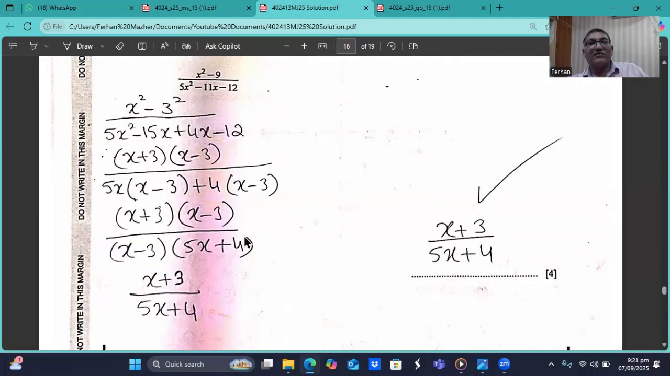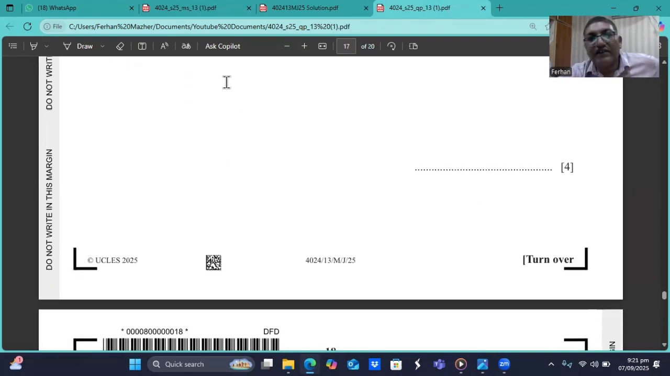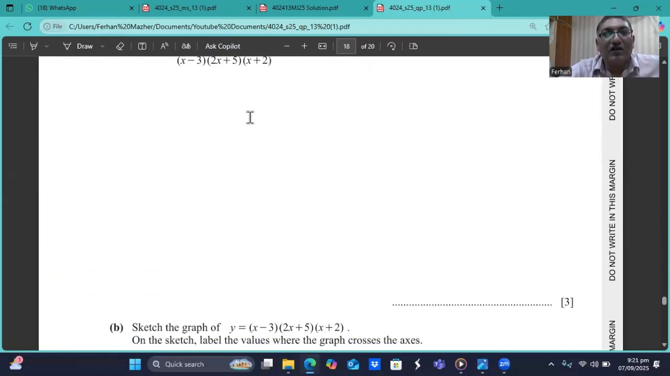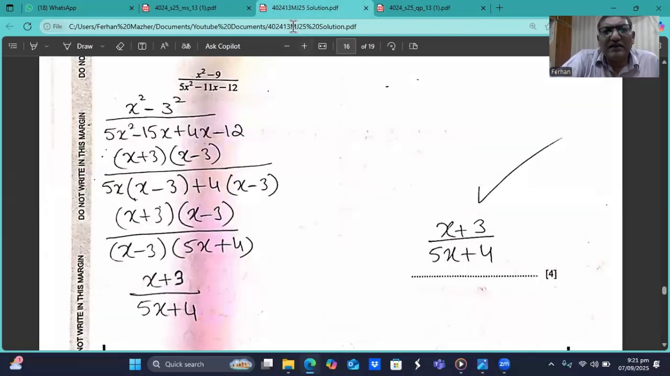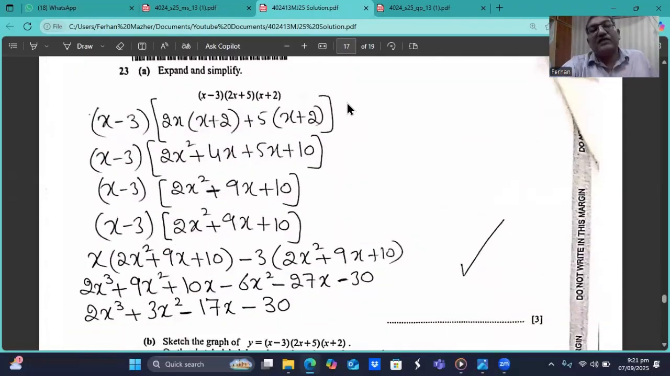It's a 4-mark question, very simple, straightforward question. This is how this is done. I hope you know midterm breaking and factorization. We factorize the numerator as well as the denominator. Okay, this is a brand new question. Question number 23, part A, he says expand and simplify. So we have three brackets here. They are multiplying, so you have to multiply them and you have to simplify it. Very simple, straightforward part.